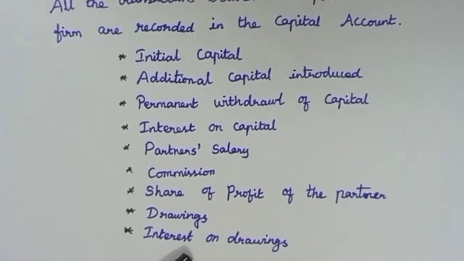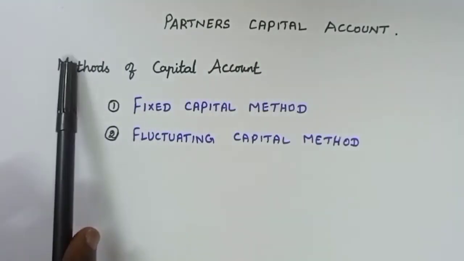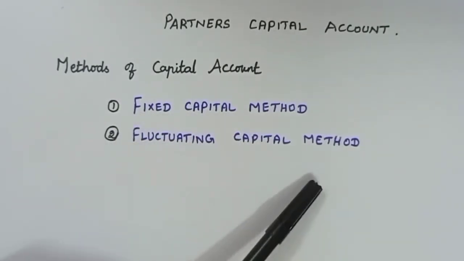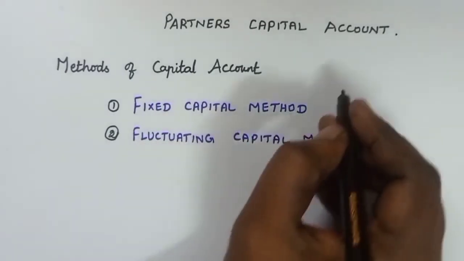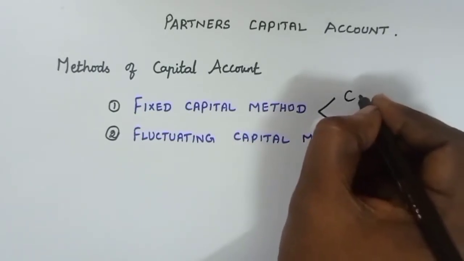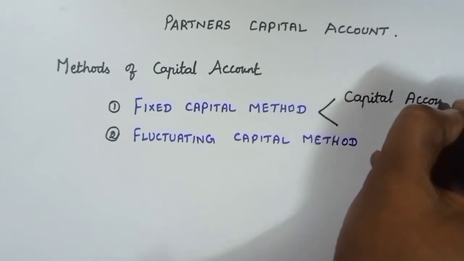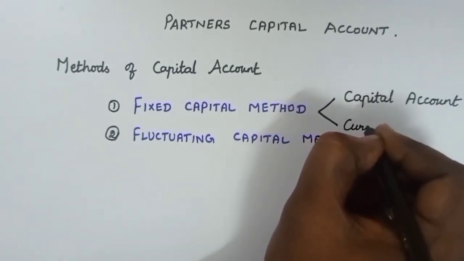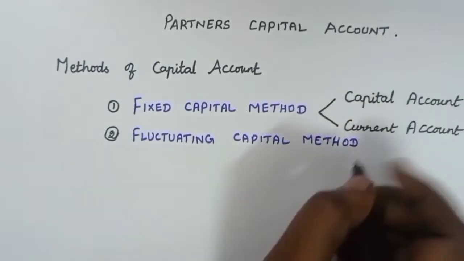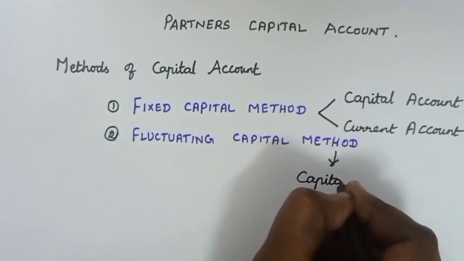in the capital account. Capital accounts of partners of a firm may be maintained by following two methods, fixed capital method and fluctuating capital method. Under fixed capital method, we have to prepare two separate accounts. One is capital account, partners capital account, and the other one is partners current account. And in fluctuating capital method, we have to prepare only one account, that is partners capital account.